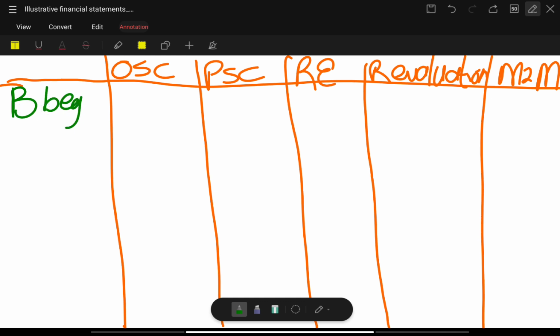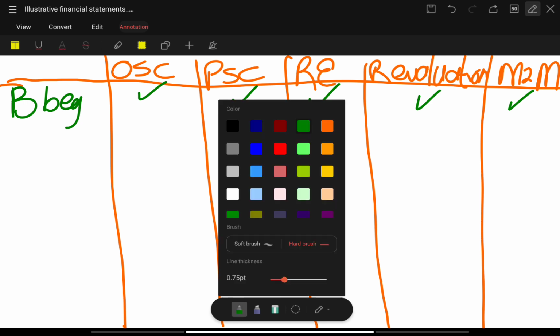So balance at the beginning, you have a balance at the beginning for ordinary share capital, for preference share capital, for retained earnings, for revaluation of PPE or revaluation of land, and mark to market reserve account. All of them have the balances. Does it make sense, guys? So there's no column that will not have balance at the beginning, unless that thing has started this year. But if it started this year, then it will be 0 in that case.